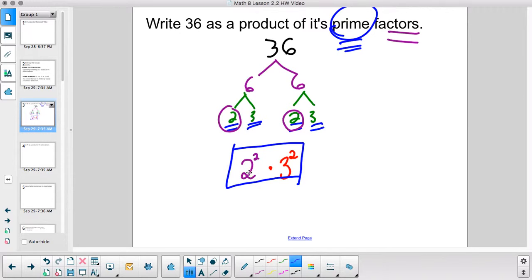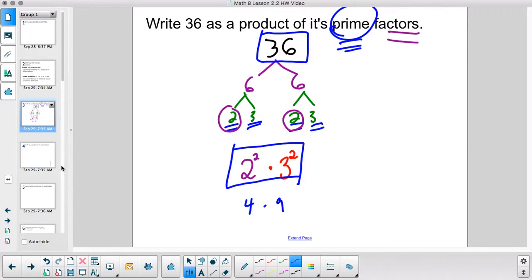And if you were to multiply this out, you would see 2 squared is 4, and 3 squared is 9, and 4 times 9 is 36. So these have the same value. This is 36, and this is worth 36. It's just written in a different way.